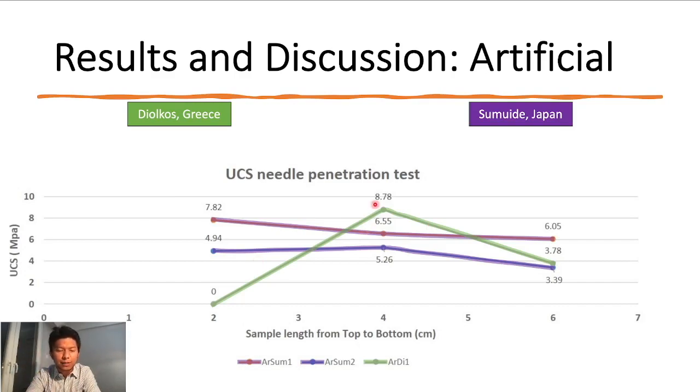Also, as we can see here, the artificial beach rock from Greece has a more consolidated sample, although this zero value right here is due to the fact that the sample actually has consolidated a 2 millimeter size of sediment. That's why the needle penetration test cannot be performed. Furthermore, for the case of the artificial beach rocks of Japan, we can see that the artificial beach rock that was created using a higher concentration of bacteria usually performs better in the USC needle penetration test.